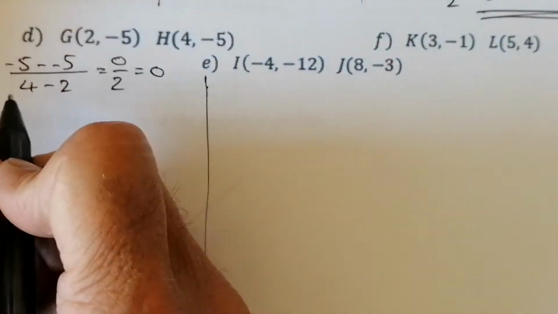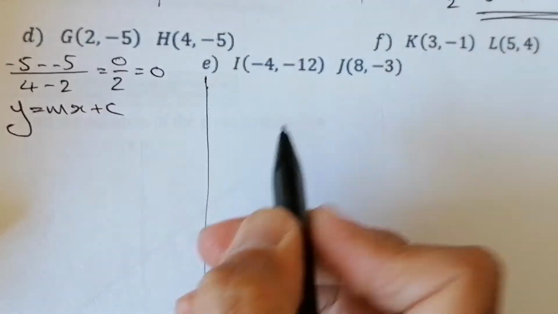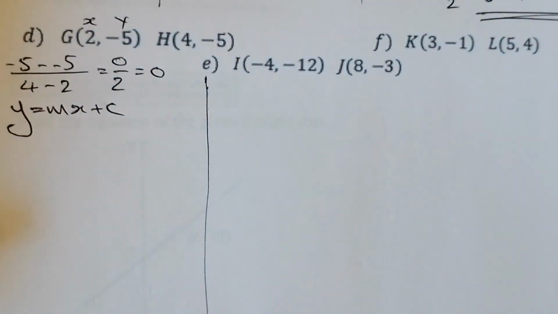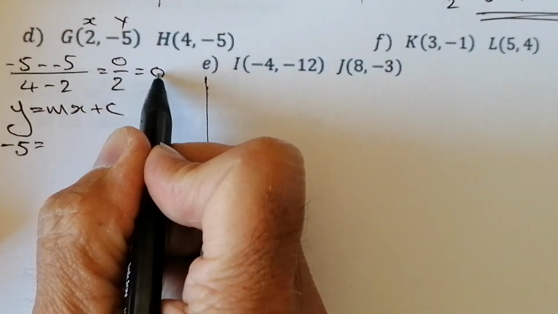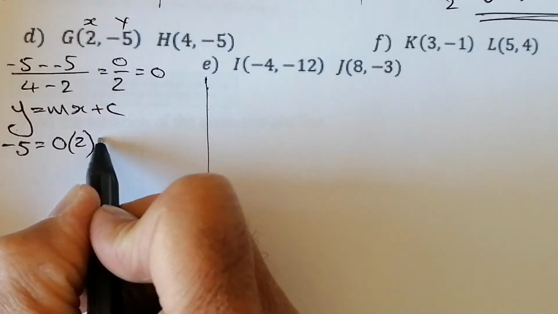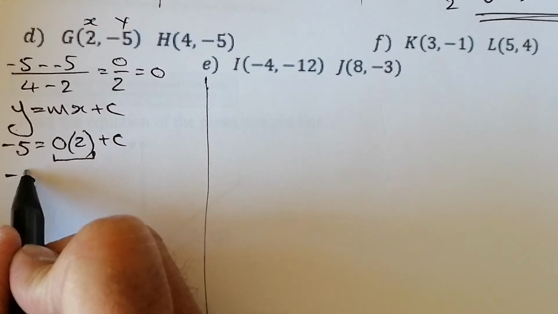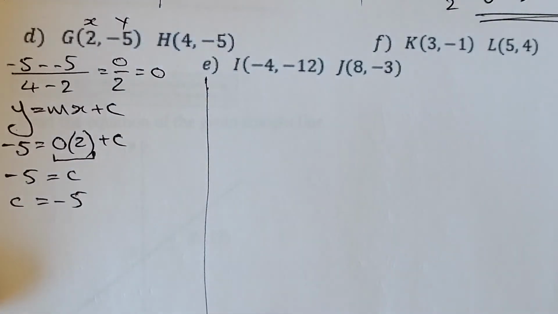So what I'll do is I'm just going to go through the mechanics of this. What we'll use is y equals mx plus c. We'll use that one for my x and that one for my y. So that'll be minus 5 at this side is equal to my gradient, which worked out to be 0, times x, which is 2, plus c. Remember, this will work out to be 0, so it'll be minus 5 is equal to c, or c is equal to minus 5.